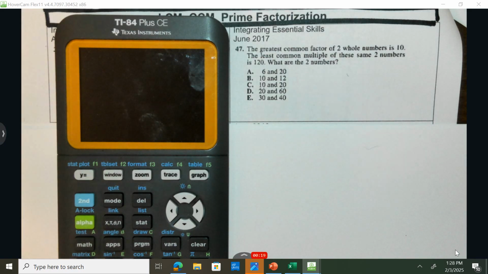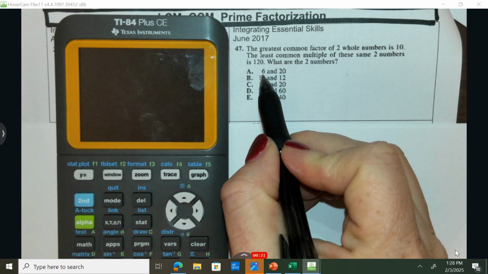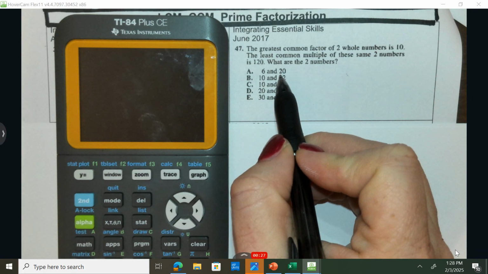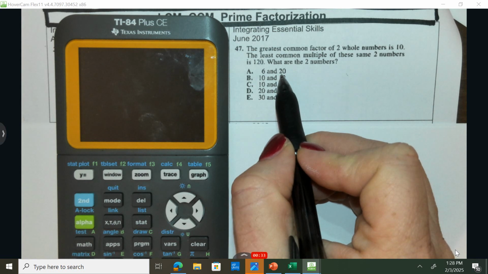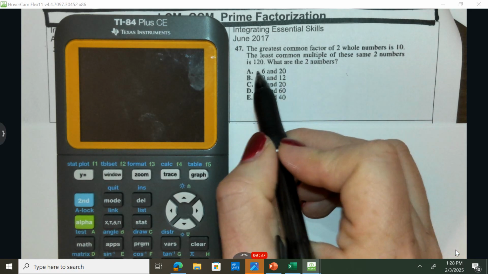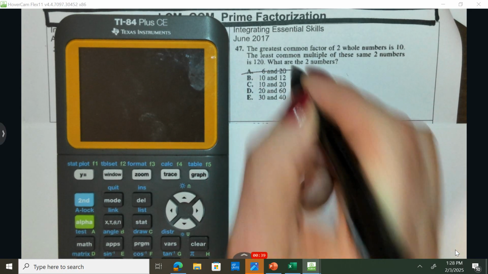So what are our common factors? Well, factors of 6 would be 1, 2, 3, and 6. Factors of 20: 1, 2, 5, oh, I missed one. 1, 2, 4, 5, 10, and 20. And 10 is not even a factor of 6. I can cancel out that option.